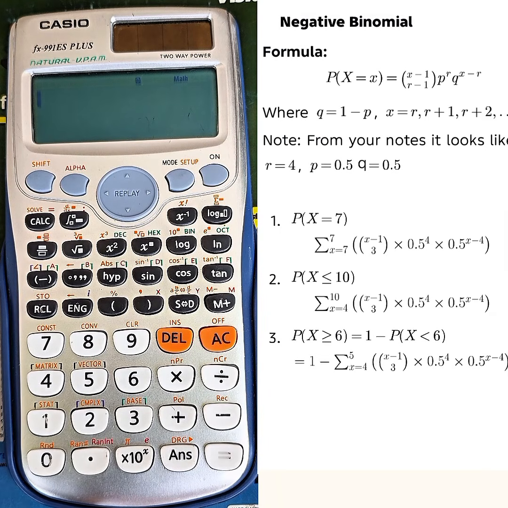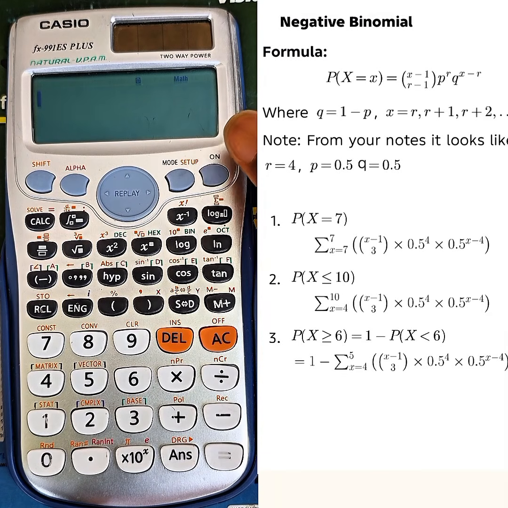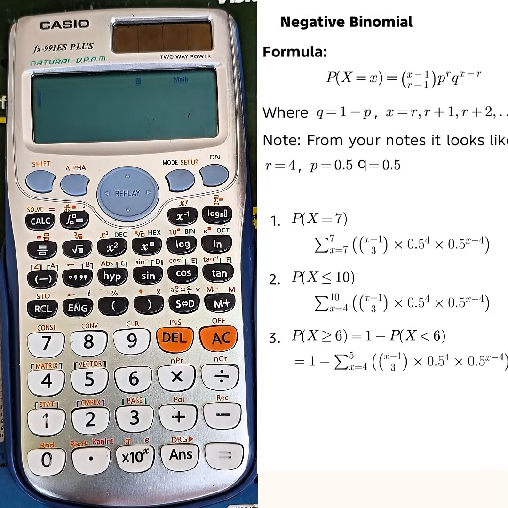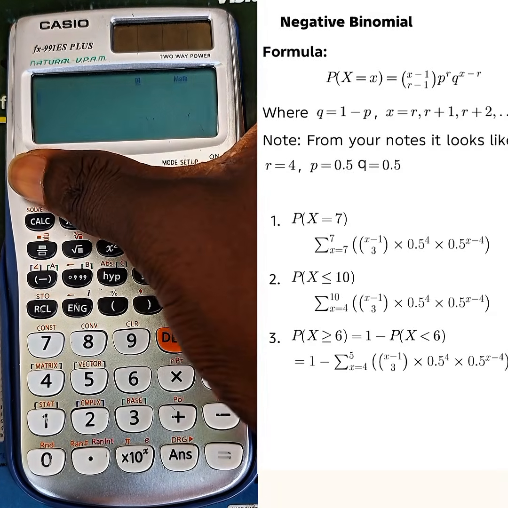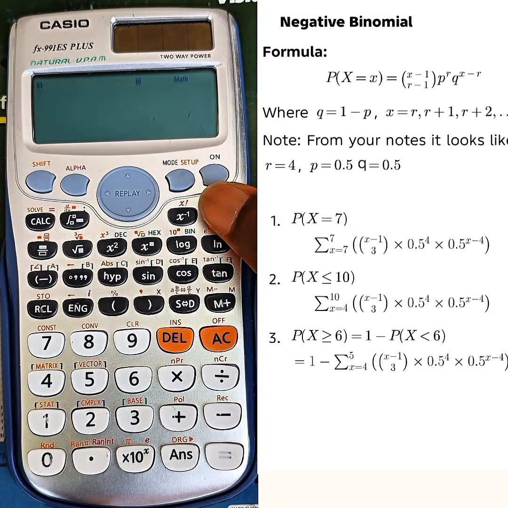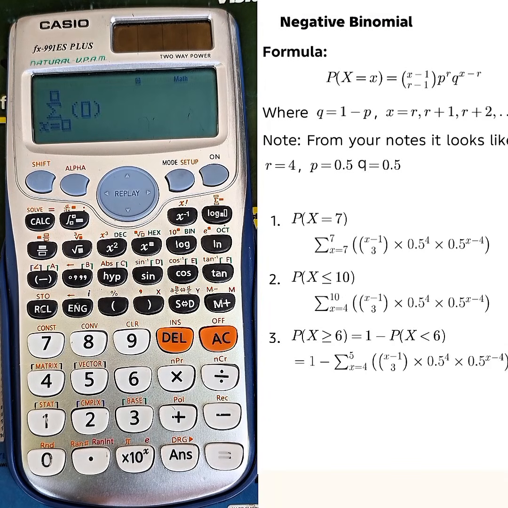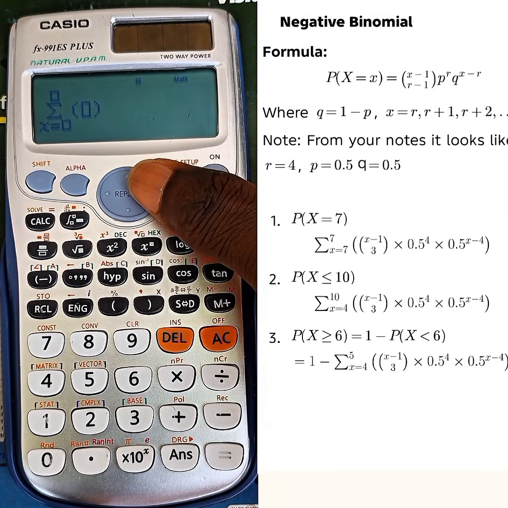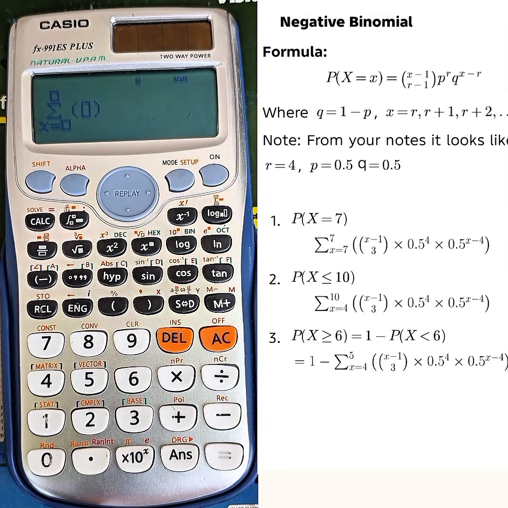For you to be able to solve this question, let's first of all consider Roman figure 1. All you have to do is first of all press this, and then press shift, and then press log. Your summation sign will appear. So now come back to this.